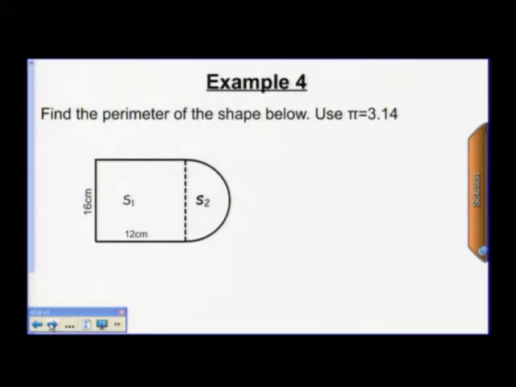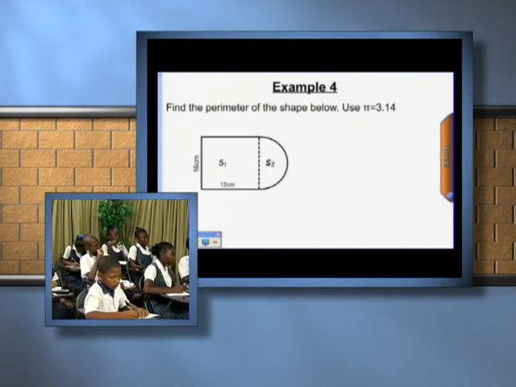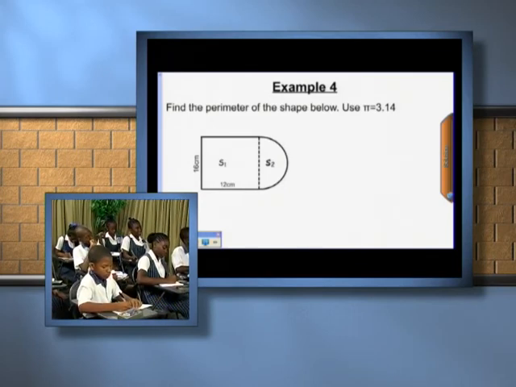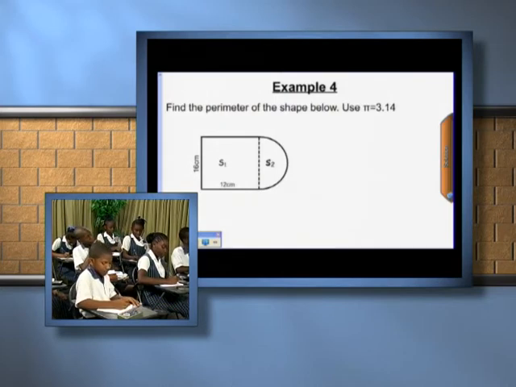Alright, it's not a square. If it's a square, then all the sides will be the same, right? Semicircle and a rectangle. Do we know how to find the perimeter of a rectangle? Yes, sir. Do we know how to find the perimeter of a semicircle?